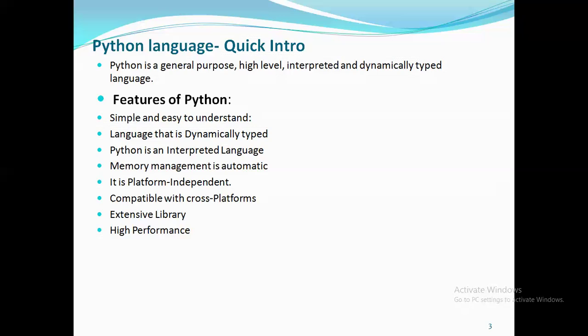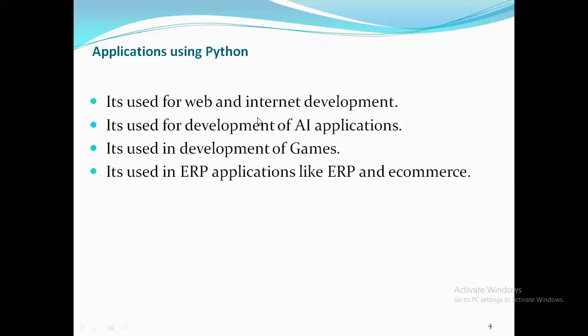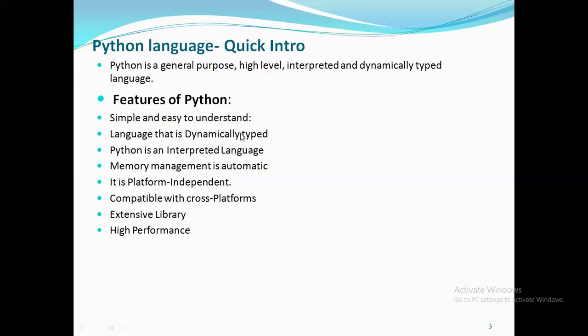So that is why this is called a dynamically typed language. Okay. Now we are going to go into the key features of the Python language. The first and very basic feature of Python is that it is very simple and easy to understand, such that anyone can use this language at any point of time. Second, the language is dynamically typed.